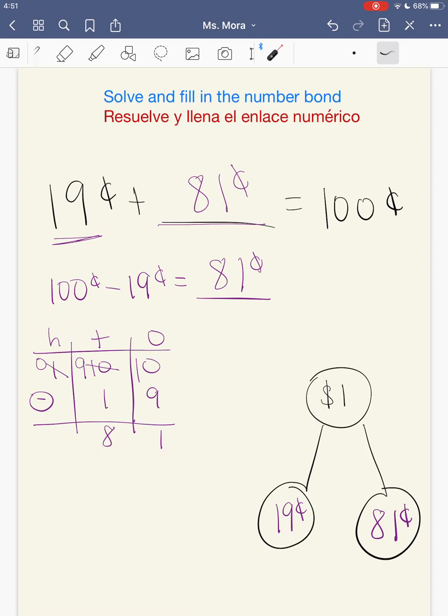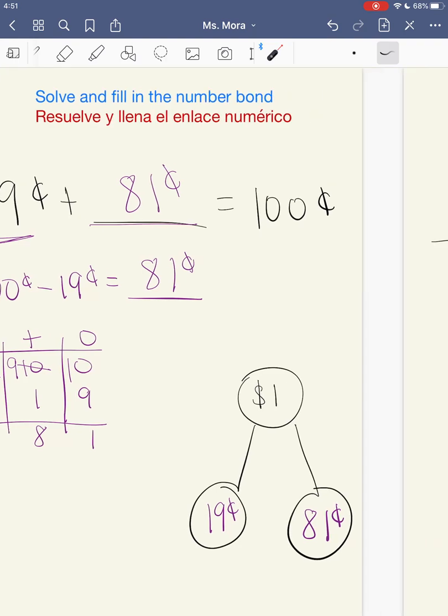Así que aquí en mi tabla de valor posicional, que hice mi resta, 100 menos 19, mi respuesta fue 81, entonces fue lo que puse aquí en mi parte que faltaba y aquí en mis dos frases numéricas, okay? Y eso es todo.